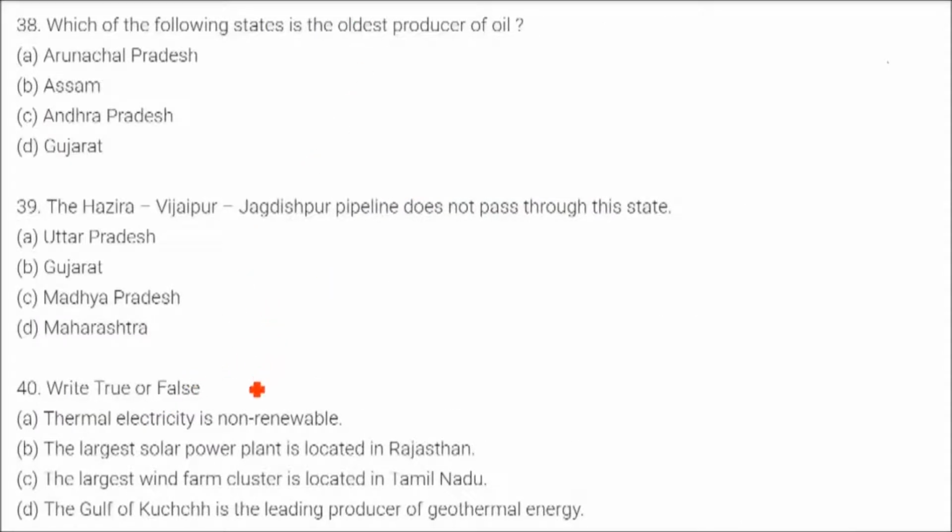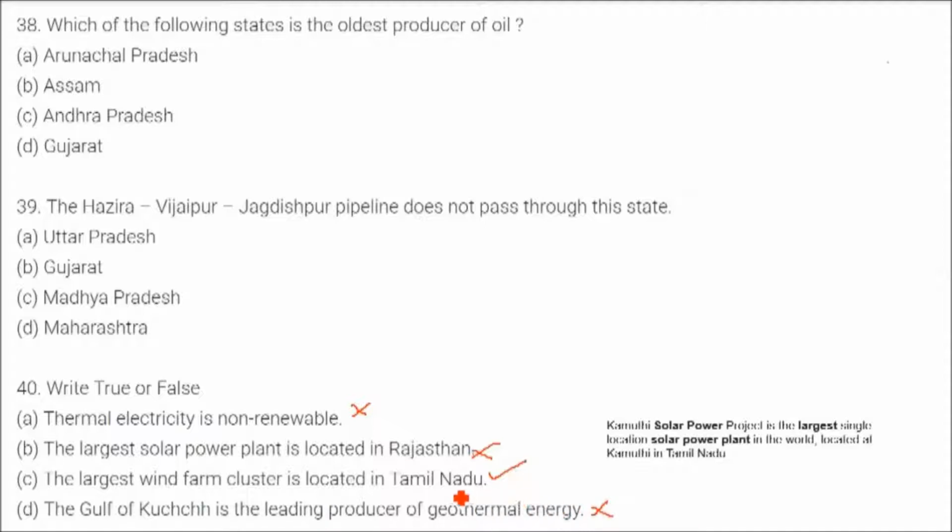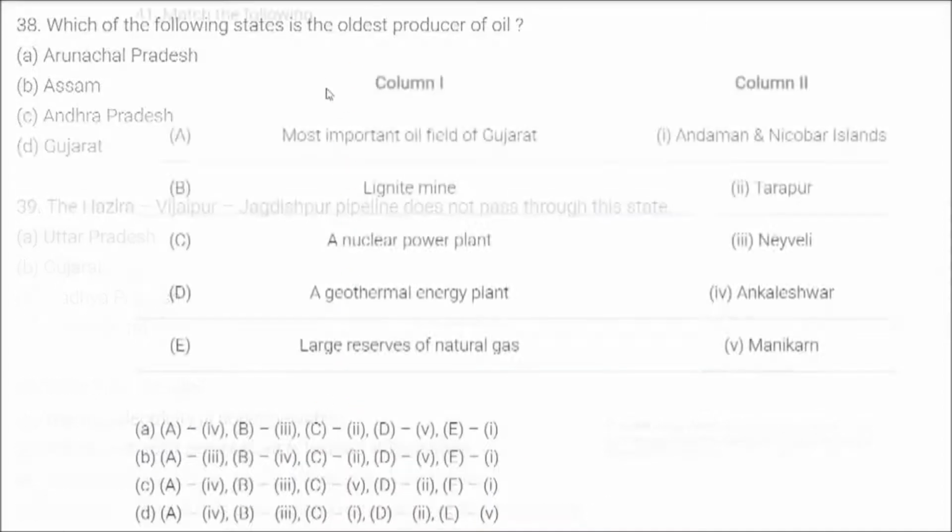The next is write true or false. Thermal energy is non-renewable? No, it is renewable. So it is false. The largest solar power plant is located in Rajasthan. No. Kamuthi solar power project is the largest single location solar power plant in the world, located at Kamuthi in Tamil Nadu. So this is wrong. The largest wind farm cluster is located in Tamil Nadu. This is correct. The Gulf of Kutch is the leading producer of geothermal energy. This is wrong because the Gulf of Kutch is famous for tidal energy harnessing.